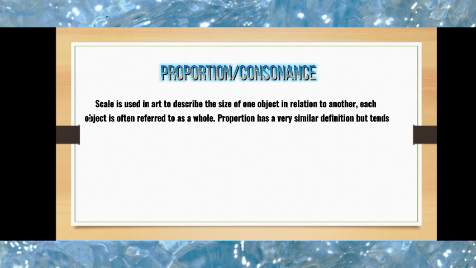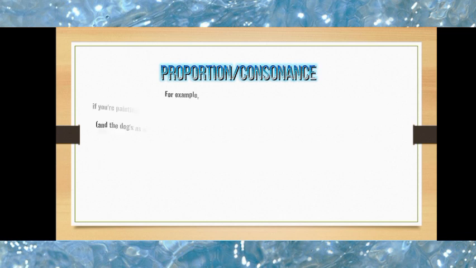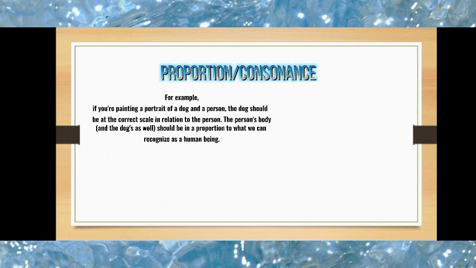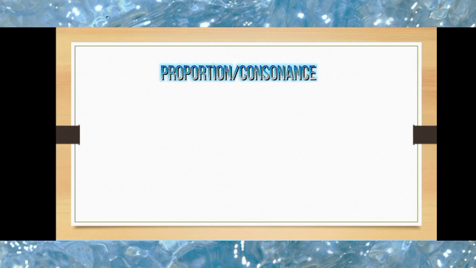Proportion is a very similar definition but tends to refer to the relative size of parts within a whole. In this case, the whole can be a single object like a person's face or the entire artwork, as in a landscape. For example, if you're painting a portrait of a dog and a person, the dog should be at the correct scale in relation to the person. The person's body and the dog as well should be in a proportion to what we can recognize as a human being.